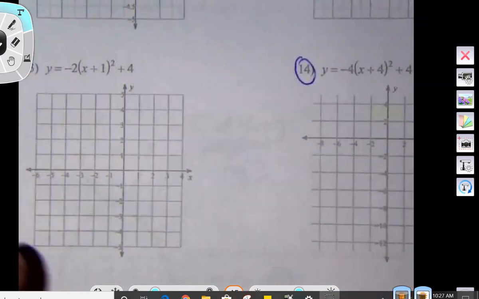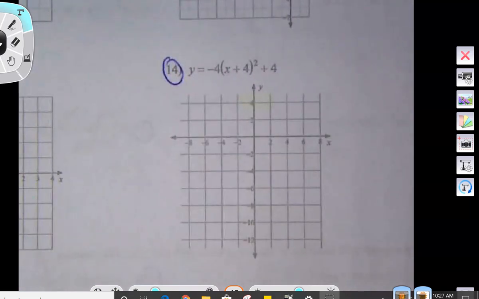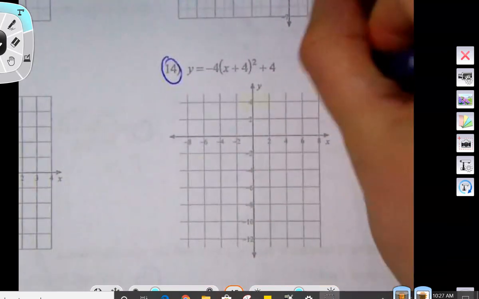All right, 14. We've definitely got some more things here. So if we go, this negative is going to make it open down.